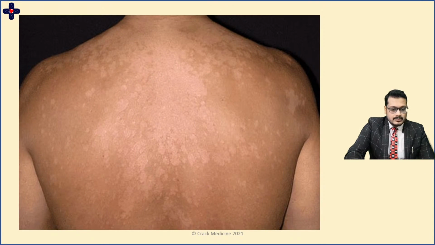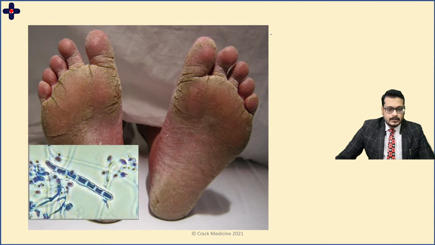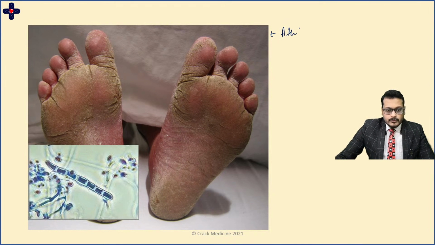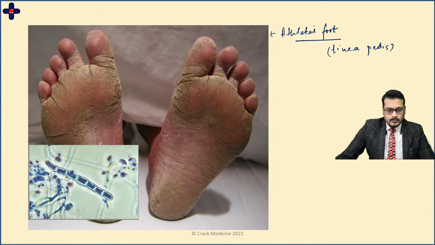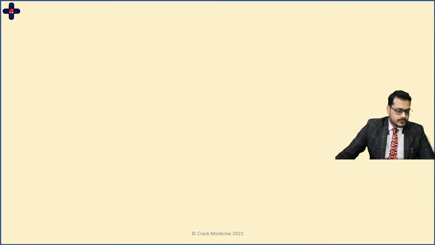Okay, so these are some more examples. Here, if you look closely, this is the one called Trichophyton rubrum, the one which was given, and this is what you know as athlete's foot. Athlete's foot occurs when a person walks barefoot, usually in a moist environment.